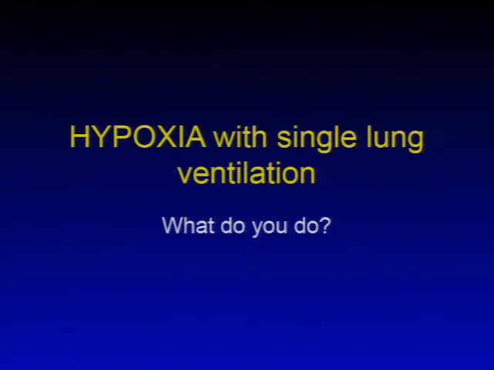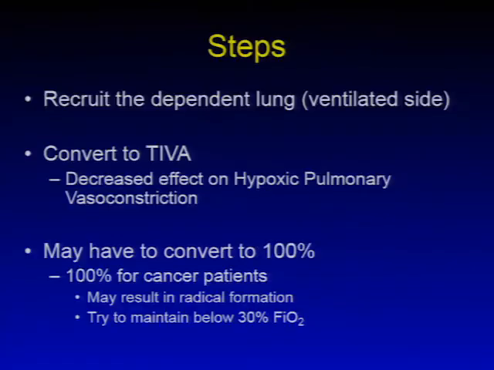What do we do? So the saturation continues to decrease even though we're having single lung ventilation. Well, first thing to do, recruit the dependent lung. That's on the ventilated side, okay? Check the circuit, make sure it's not kinked. After confirming appropriate placement of the double lumen tube with the bronchoscope and making sure that the circuit is intact all the way through, I would recruit the dependent lung for 30 seconds with a pressure of somewhere around 25 to 30. If that doesn't work, and it's not specifically serious, so maybe your saturation is around 92 or 90 or even 88, convert to a totally intravenous anesthetic.